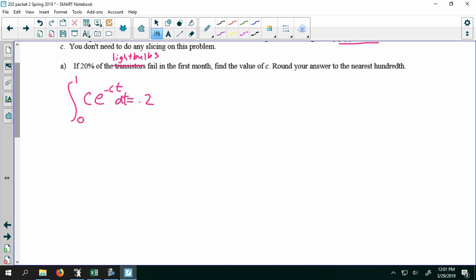So an antiderivative for e to the negative CT would be e to the negative CT over negative C. And I still have this C in front. So my C's cancel, and I end up with negative e to the negative CT. If that isn't obvious to you, then you should do a U-substitution where you let u be negative CT. Calculate du/dt, which is negative C, and u-sub, right? You will end up with an antiderivative of negative e to the negative CT. And we want to evaluate that from 0 to 1.